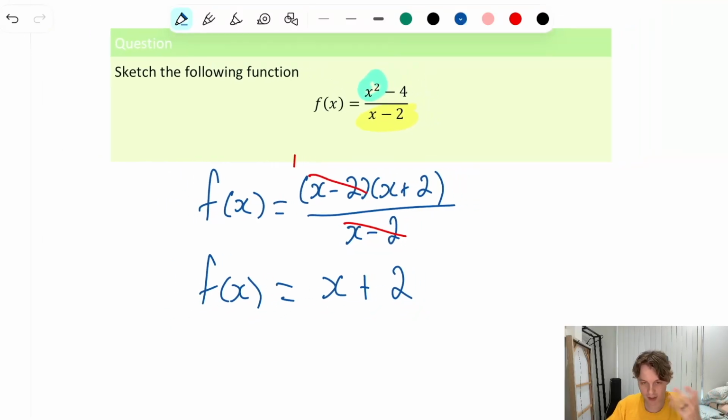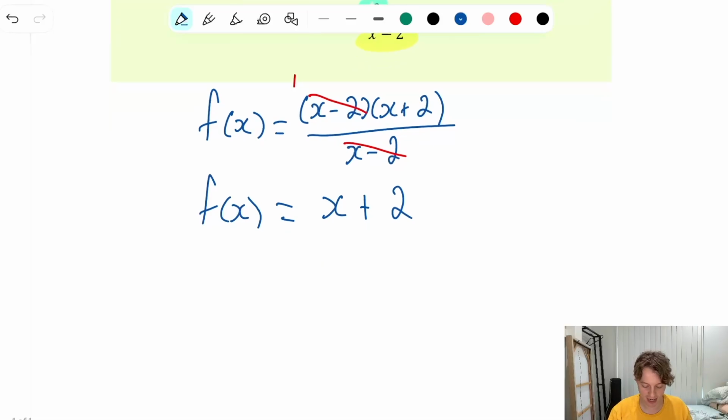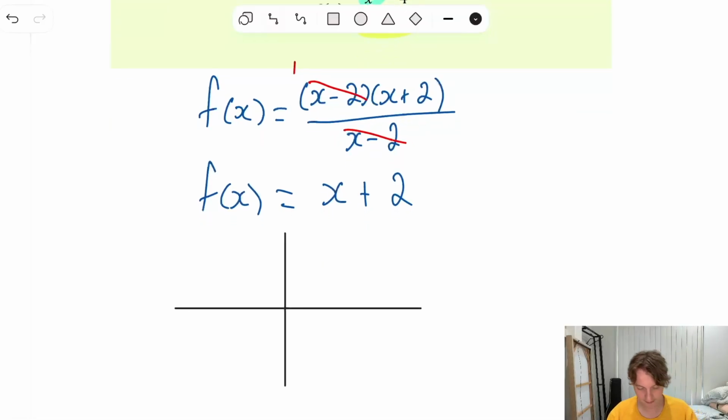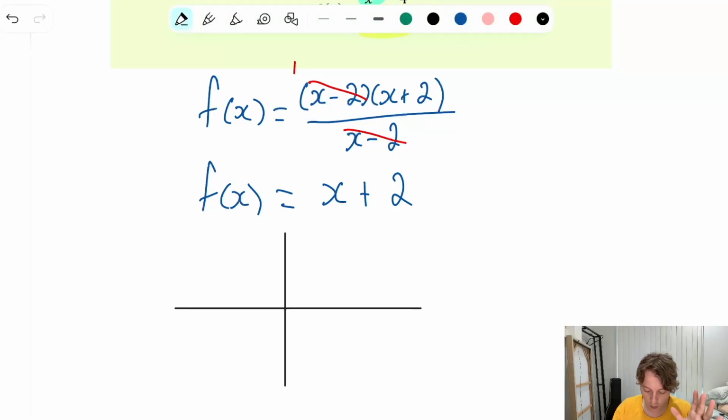It's x plus 2, right? I just simplified, I cancelled. This is my resulting function. If I sketch my function, let's get myself my axes here. So I get myself my axes, I get my straight line. If we do a quick little bit of solving here, I'll do it in green.